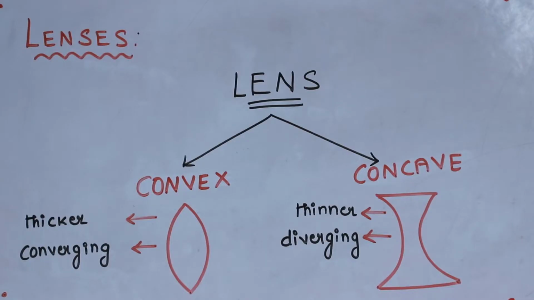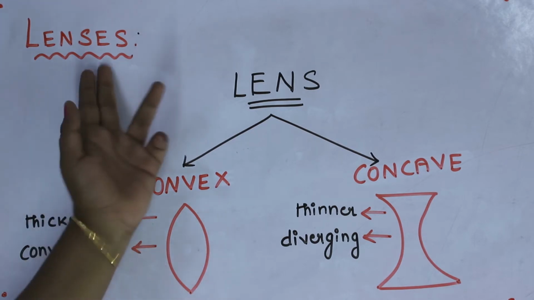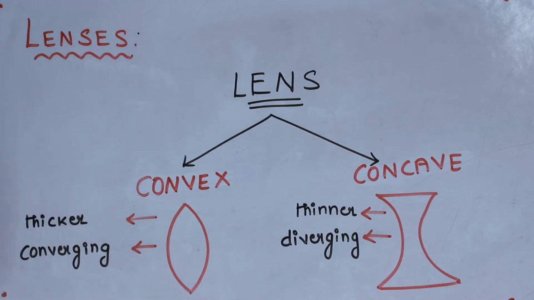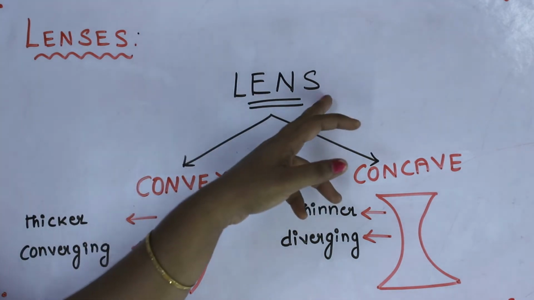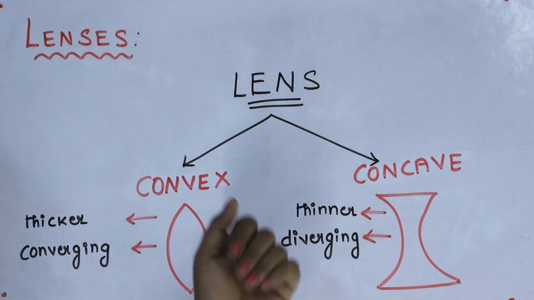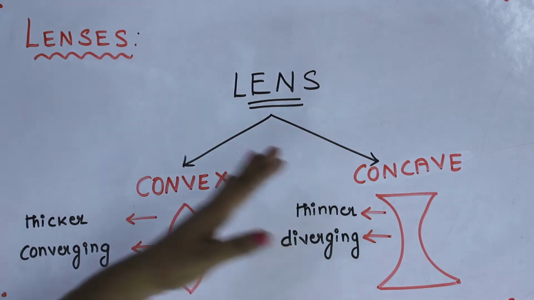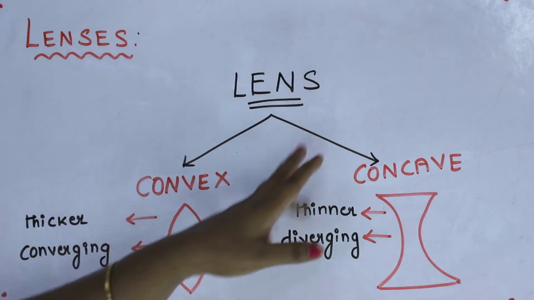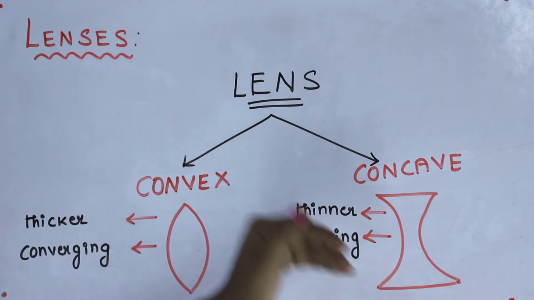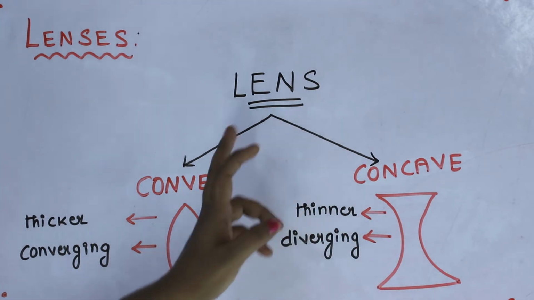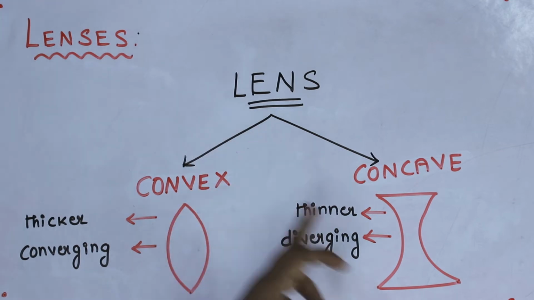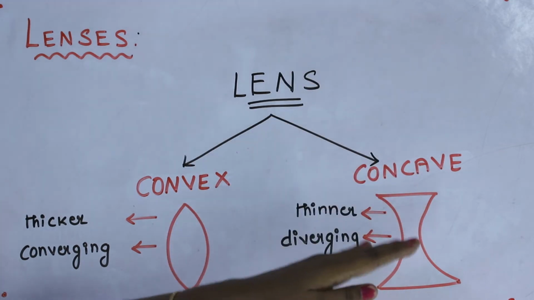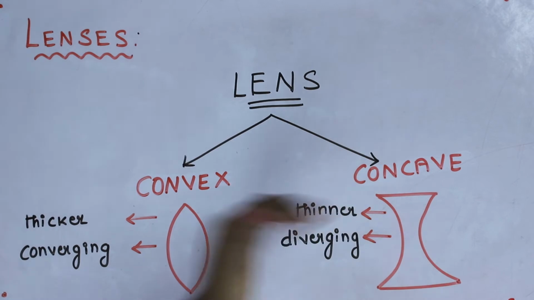Today we are going to discuss a very interesting topic, lens. What is a lens? A lens is an optically transparent medium bounded by two spherical refracting surfaces. Lenses are classified into many types. Six types are there, but basically lens has been classified into two, which we are going to discuss in this chapter: convex lens and concave lens, a very interesting as well as important topic.